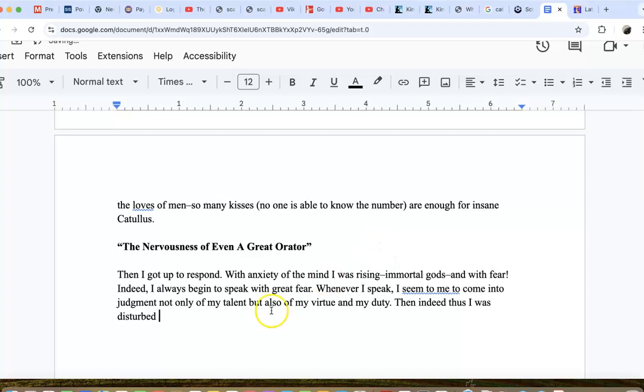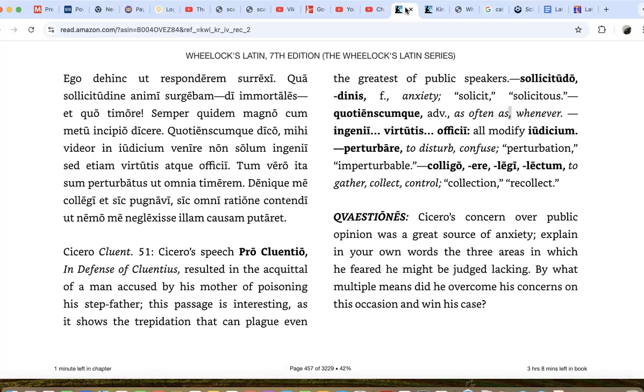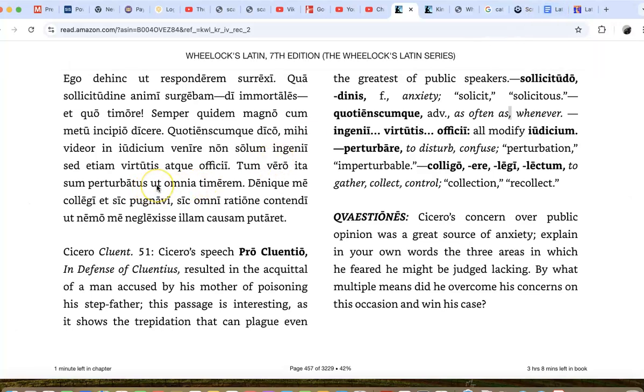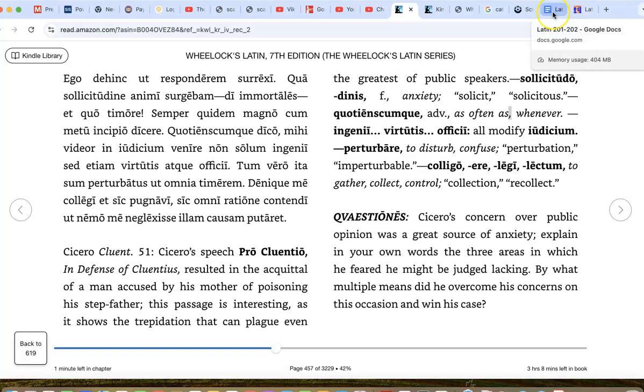Disturbed by what? Well, disturbed by these feelings of anxiety, which of course can affect the quality of one's speech. Then indeed, thus I was disturbed, so that, right, I feared everything. So here's our purpose clause. Actually, it could also be interpreted as a result clause. That I was so, this was the effect. So that I feared everything.